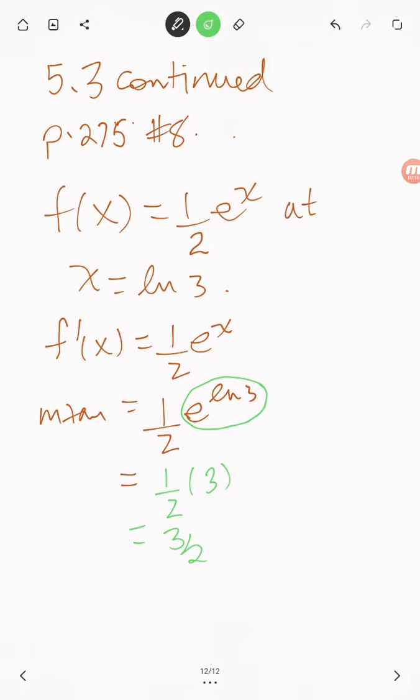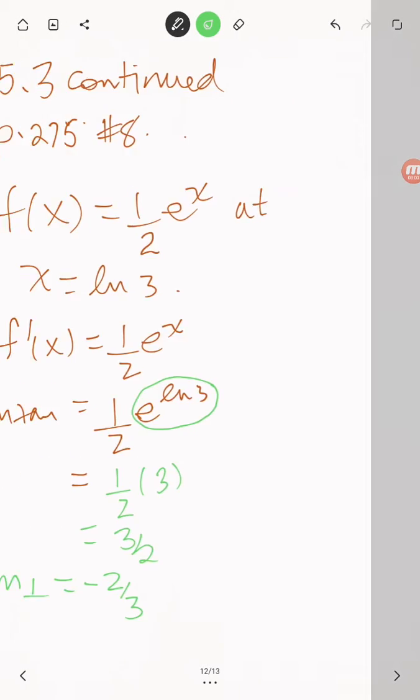If I want the line perpendicular to this line, then what do I need to do? I need the perpendicular slope, which would be the negative reciprocal. And so the slope of the line that I'm looking for will be -2/3. Let's go on to the next page, bring that perpendicular slope over with me, as well as my x equals ln 3, the x value of the tangent point.